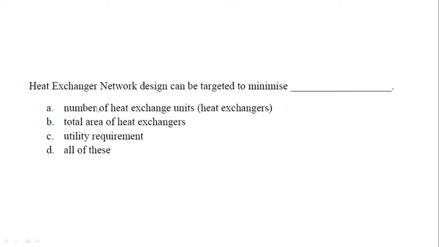Actually the options given here are wrong, because only two at a time can be minimized in a heat exchanger network at a time. Like either we can minimize number of heat exchangers required and total area, or we can minimize number of heat exchangers required and utility requirements. So either two of the above can be minimized from heat exchanger network design.